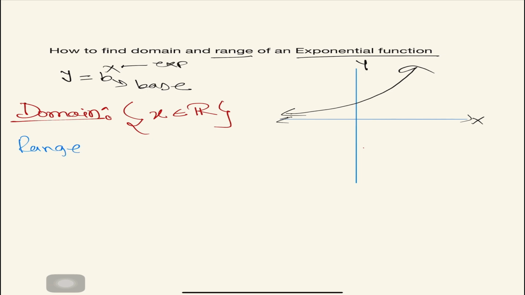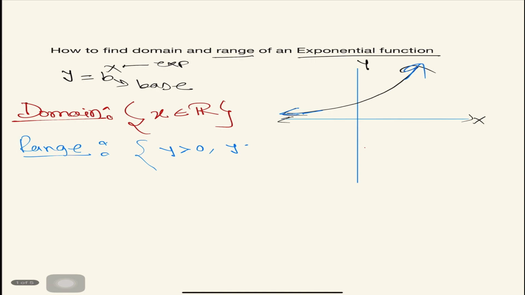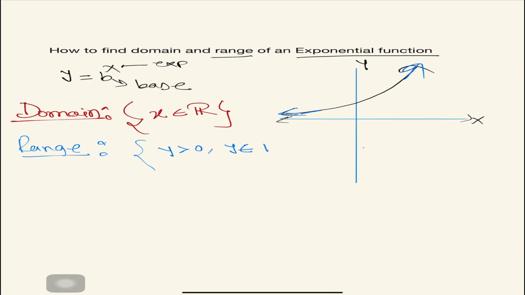And for the range, what will be the range? Okay, range is, you see, from here to here, it's close to 0, but it never touches the 0. So y is more than 0 and all the real number. Since it goes upward, y is gonna be all the real number. That's your range.